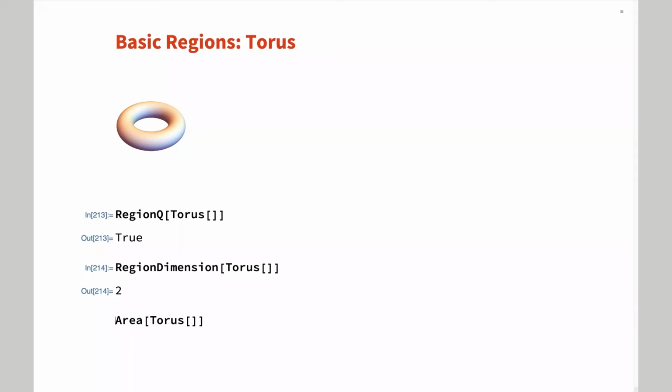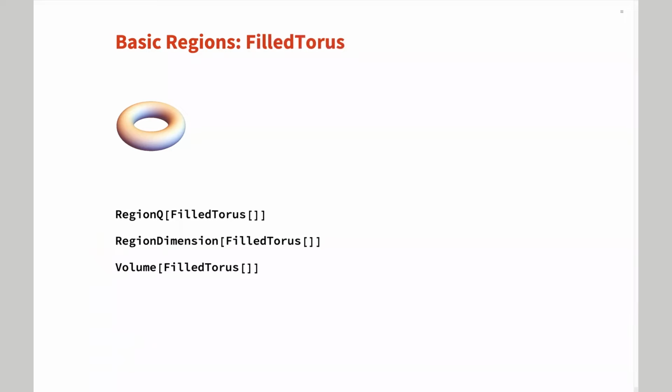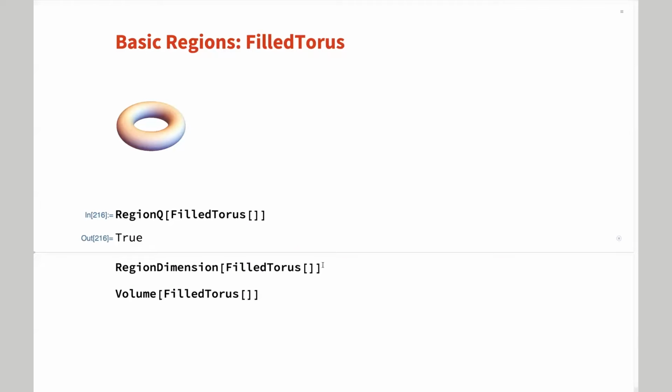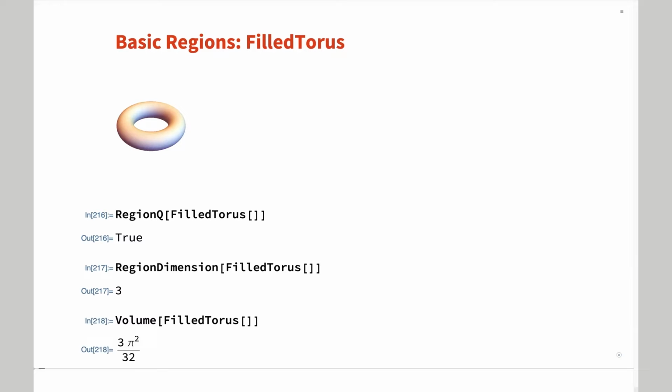So it's a geometric object region, and you can actually compute on it as any other region. You can discretize it, compute the area and such. And you can do the same for FilledTorus. So it's a geometric region. You can compute the dimension. Here the dimension is 3, and you can compute the volume, and then you get the volume there. Those two regions are geometric regions as well as graphic primitives, so they visualize also in graphics. If you do Graphics3D of Torus or FilledTorus, you actually get this nice picture of the torus.